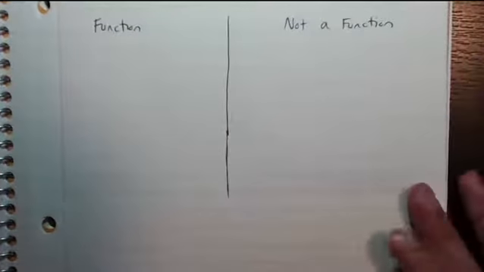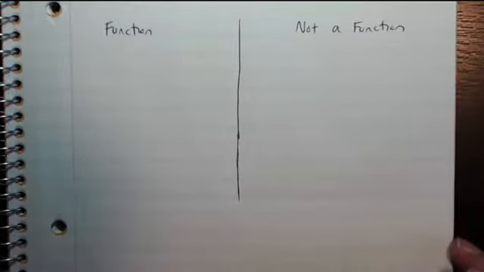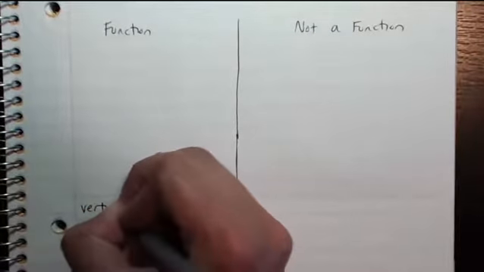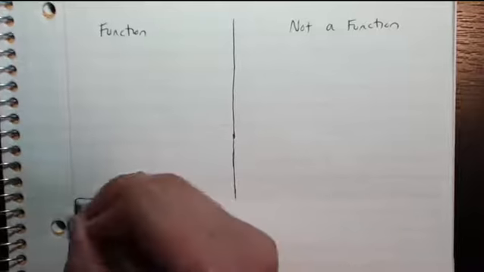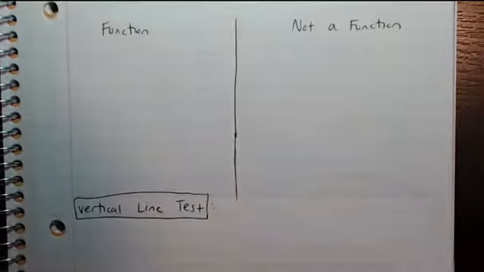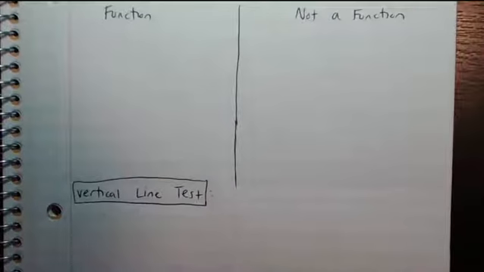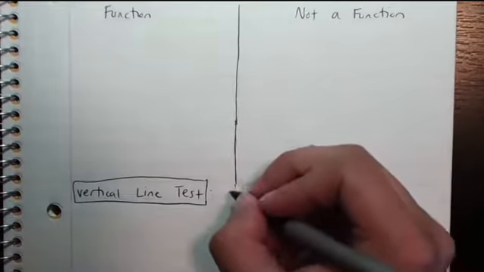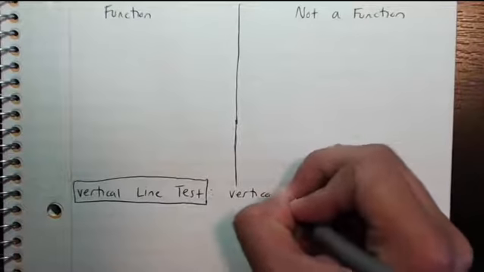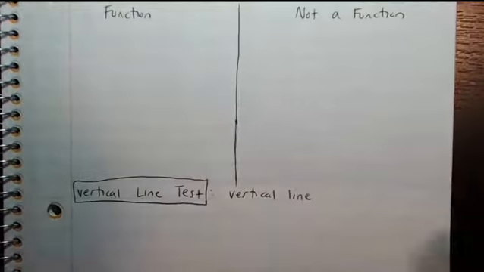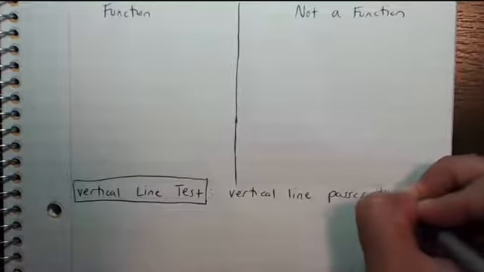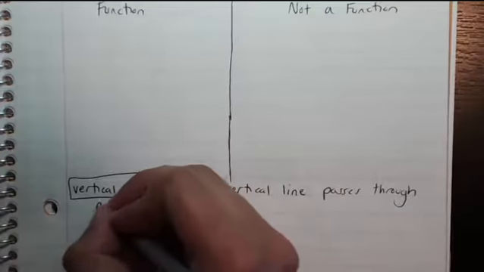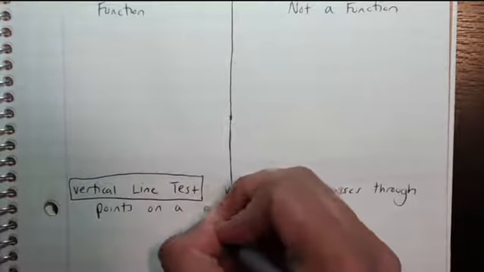And one easy way of figuring out if it's a function or not from a graph is called the vertical line test. And it sounds exactly like what it is. What the vertical line test does, it's a vertical line. Again, vertical means up and down. Think of if you're in athletics and they test your vertical, you're jumping up and down to see how high you can jump. So it's a vertical line that passes through points on a graph.